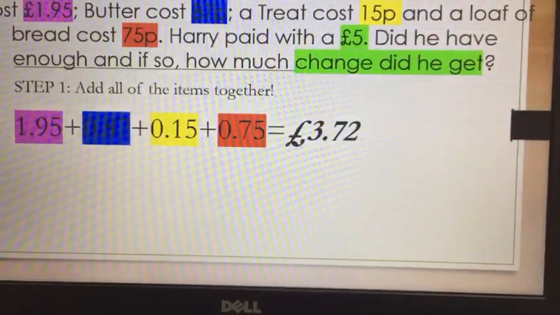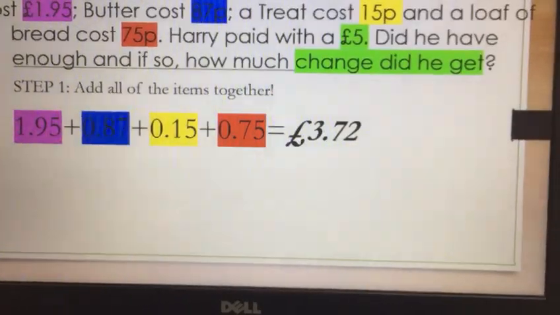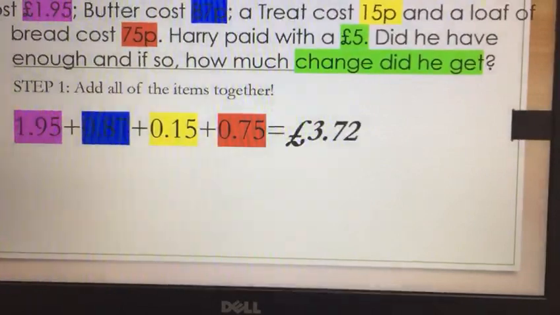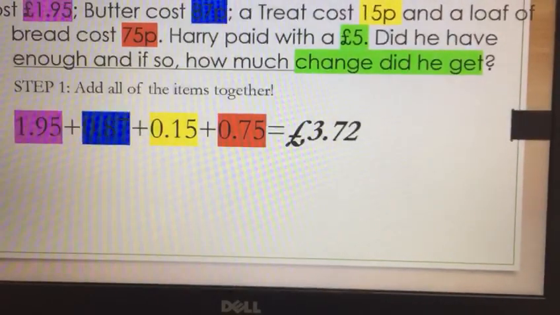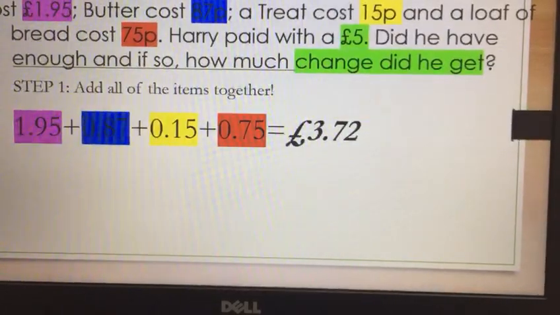Now there's lots of ways you can add those numbers together. You can use a column method. You could use your mental strategies, you could split the numbers up, entirely up to you. But that's not our answer. Our answer is not £3.72. We need to do something else, because we need to find out how much change he gets from £5.